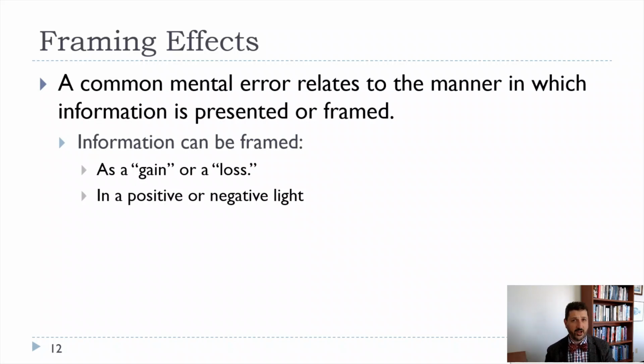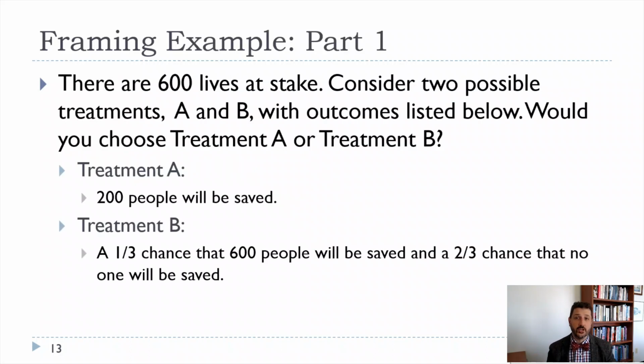So from framing, if we can frame something as a gain versus a loss, people will make different decisions. Here's an example. There are 600 lives at stake. Imagine a disease where 600 people could die. Consider two possible treatments, A and B, with outcomes listed below. For treatment A, 200 people will be saved. For treatment B, there's a third chance that 600 people will be saved and a 2/3 chance that no one will be saved. Which are you going to choose?